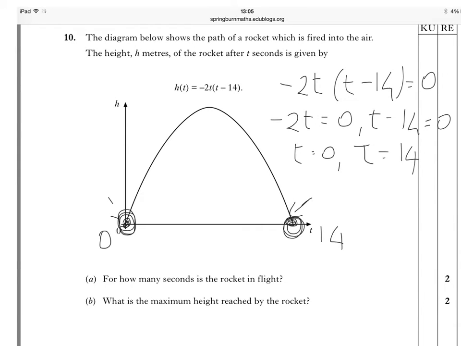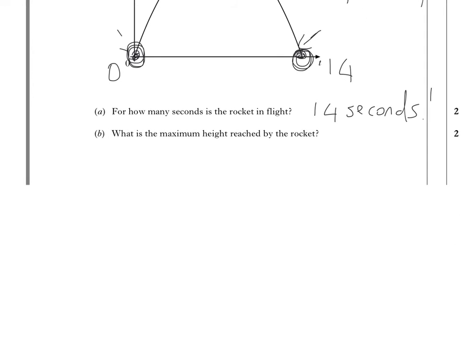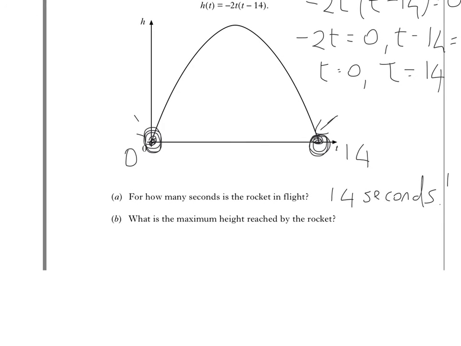So for part A, for how many seconds is the rocket in flight? Definitely 14 seconds. Part B, what is the maximum height reached by the rocket? You can see by looking at the diagram, the maximum height of the rocket is here, at this point.